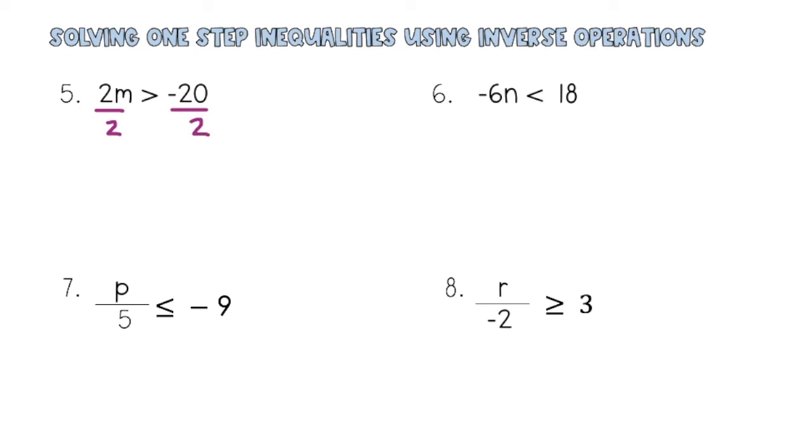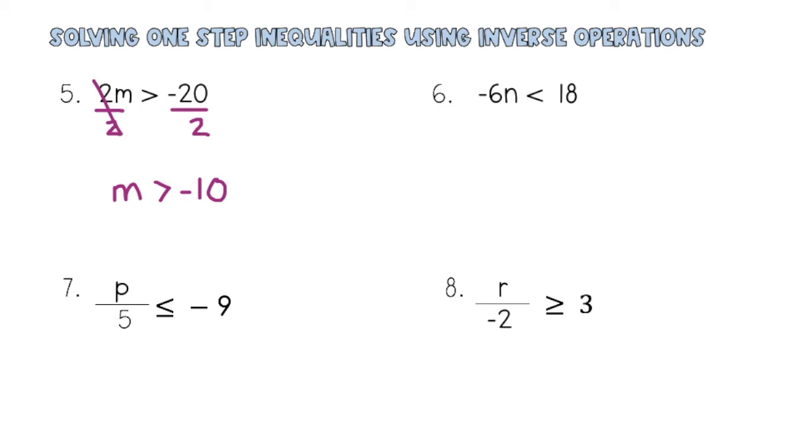This helps us to get m by itself because 2 divided by 2 is equal to 1. So we have 1m. Our symbol is going to stay the same. m is greater than, and negative 20 divided by 2 will give me negative 10. m is any number that is greater than negative 10.